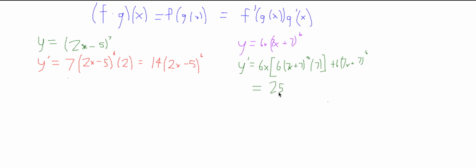Anyway, that's 252 times (7x plus 7) to the 5th, plus we got 6 times (7x plus 7) to the 6th. Now you can simplify further, but let's go ahead and find derivatives of exponential expressions next.